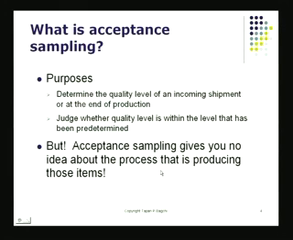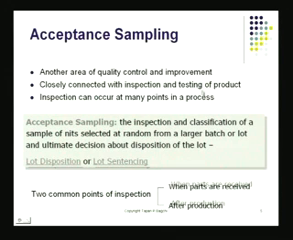And again, like I told you earlier, it is not really possible for me to make any statement about the process that is producing those items. That is not the objective of acceptance sampling. Now, acceptance sampling is a statistical procedure. It's another area of quality control and quality improvement. It's closely connected with inspection and testing services.